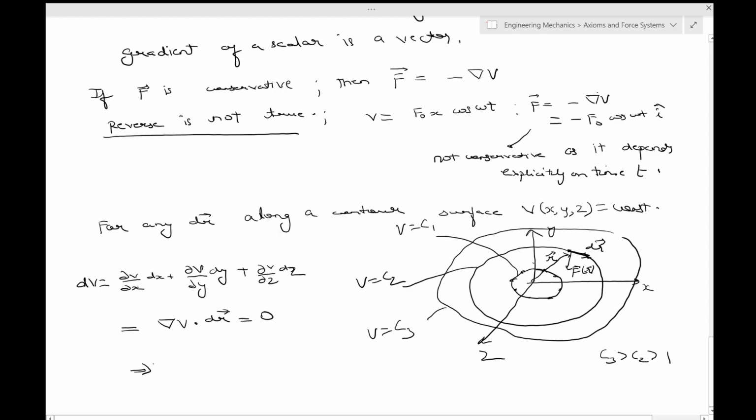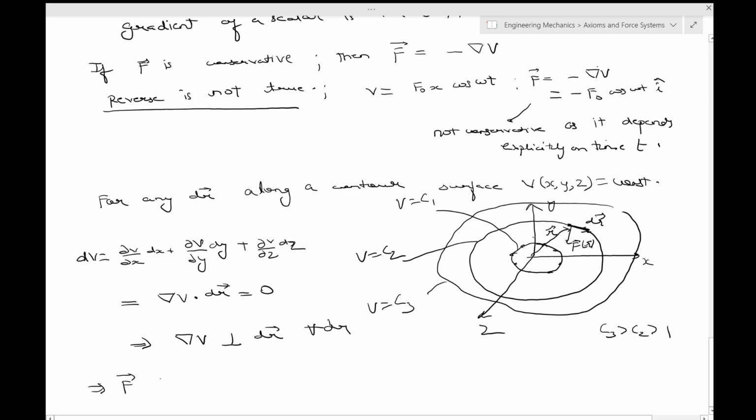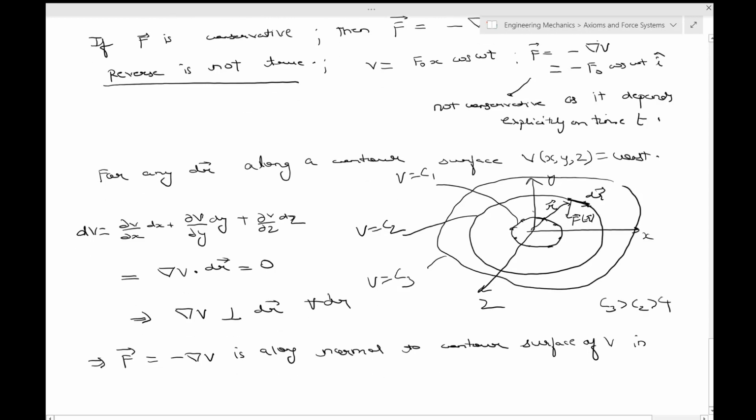Okay, so if this is equal to 0, if a dot product is 0, then you know that this is perpendicular to dr for all dr, and this means that F is equal to minus the gradient of V, is along the normal to the contour surface of V, in the direction of decreasing V. Okay, because it is a negative sign, it means it's in the direction of decreasing V.